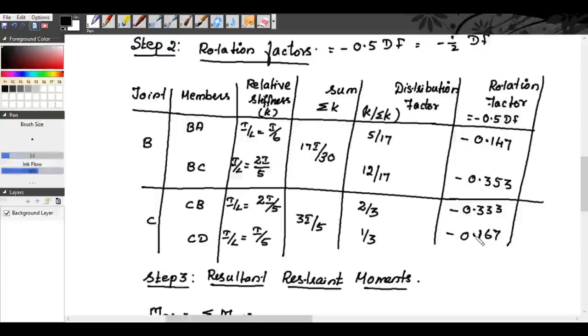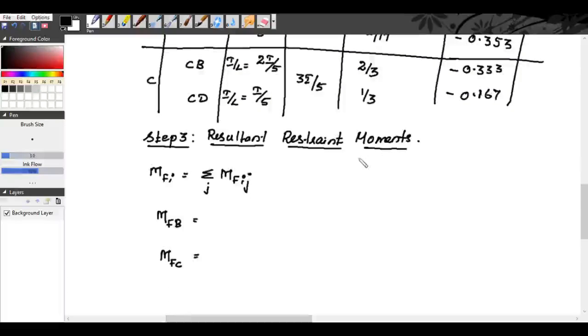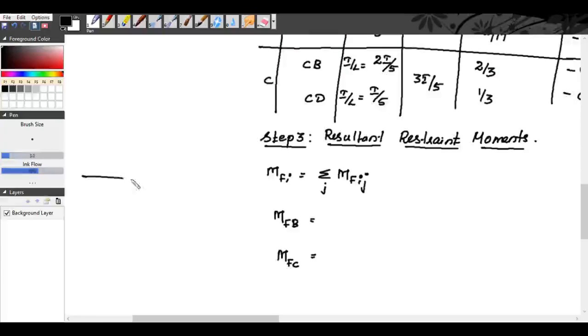Now the third step, we have to find the resultant restraint moment. So resultant restraint moments we will find with respect to the joints. That is, we have two intermediate joints B and C. So this resultant restraint moments should be determined at joint B and joint C, and it is represented by the symbol MFI. So here I is B and C.